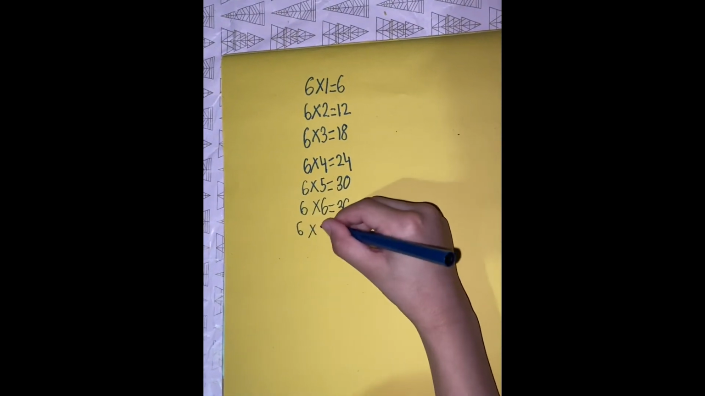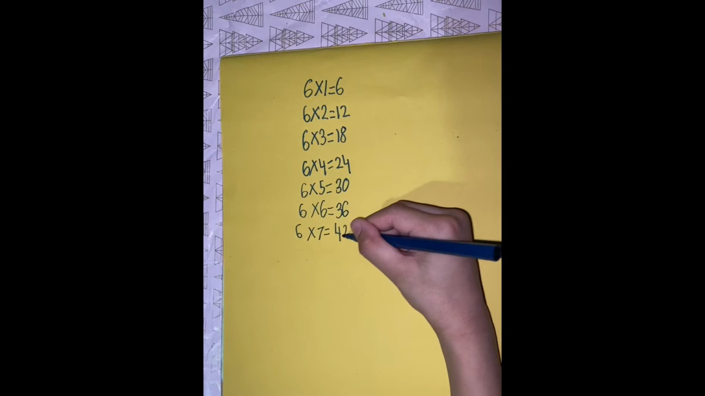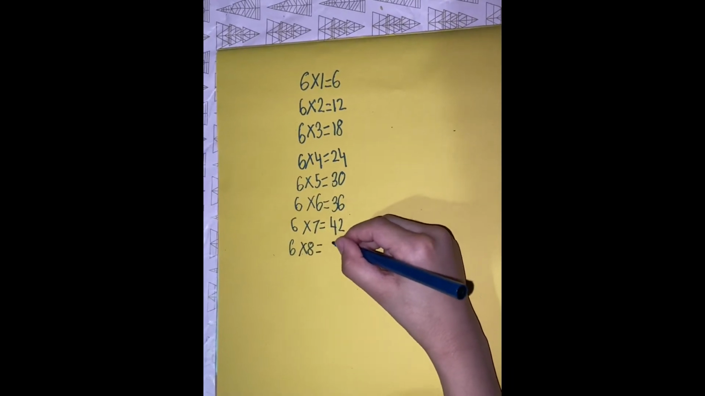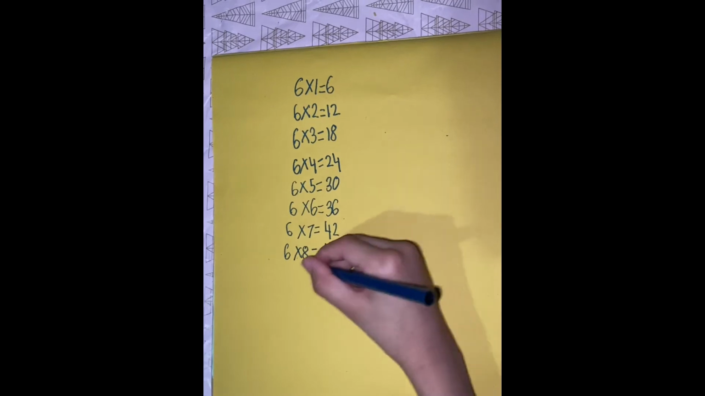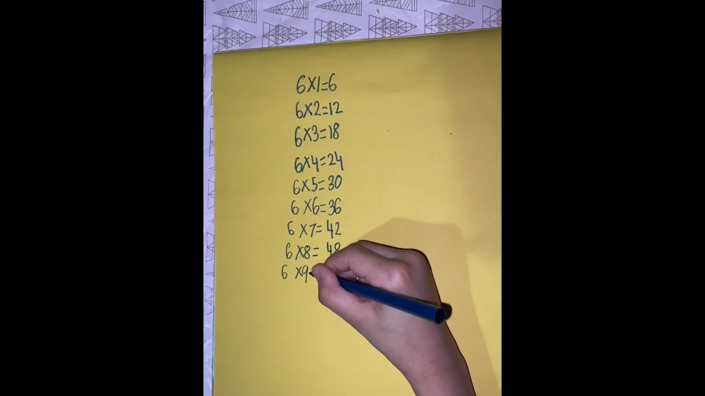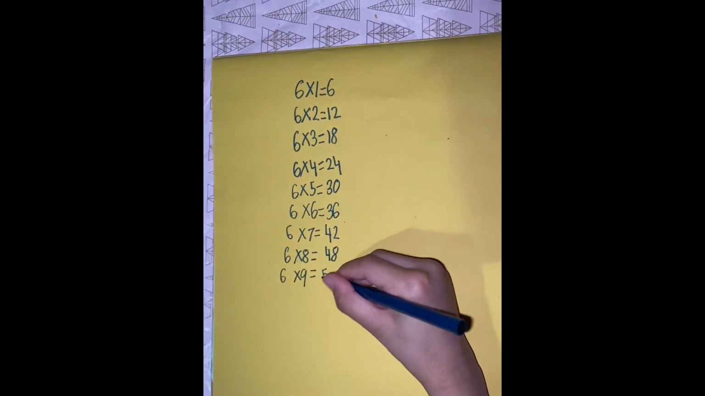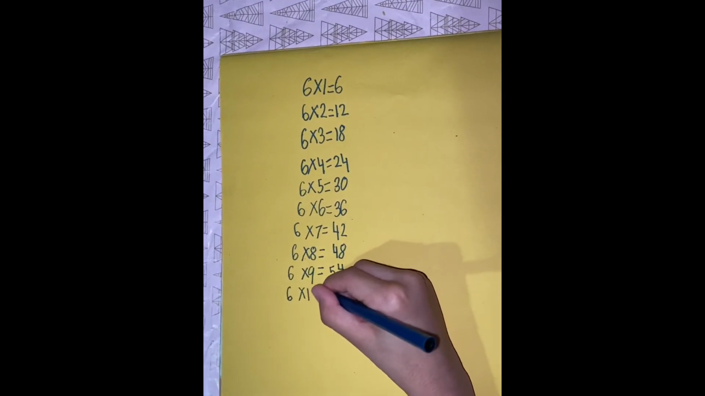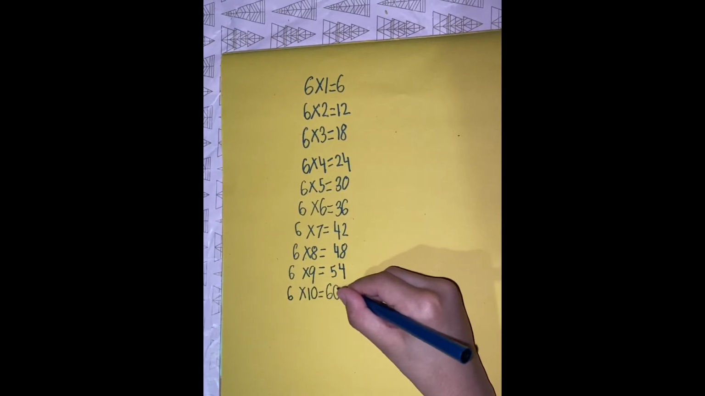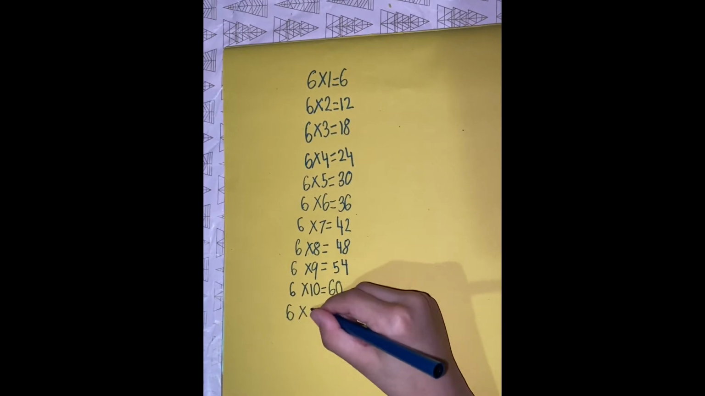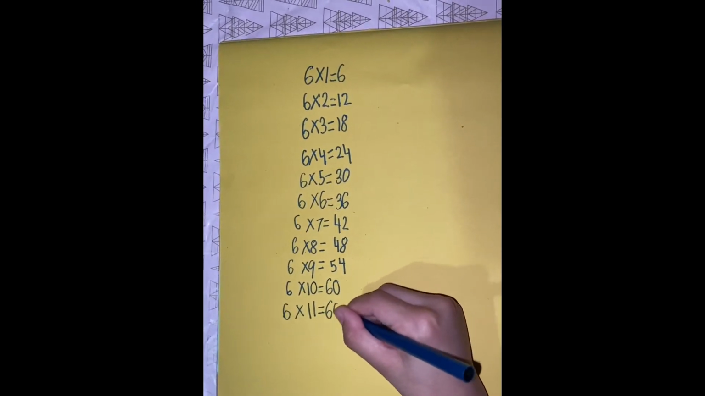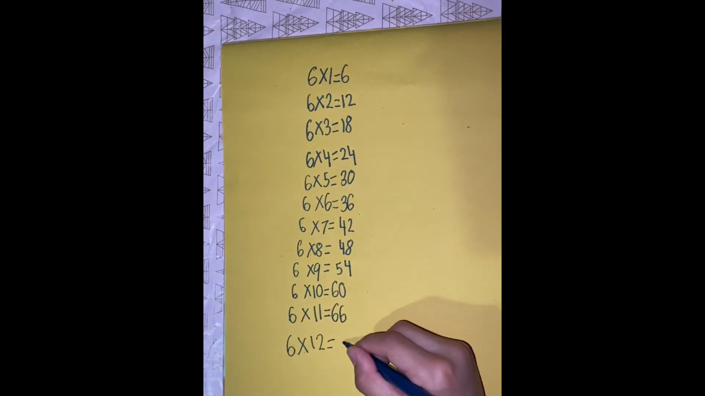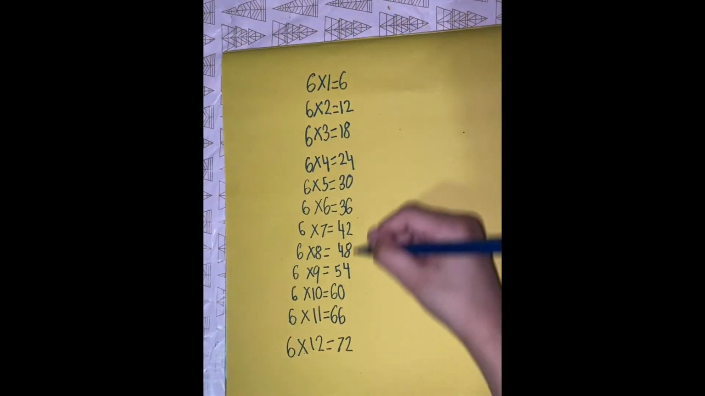6 times 7 equals 42. 6 times 8 equals 48. 6 times 9 equals 54. 6 times 10 equals 60. 6 times 11 equals 66, and 6 times 12 equals 72. So that's the 6 timetables finished.